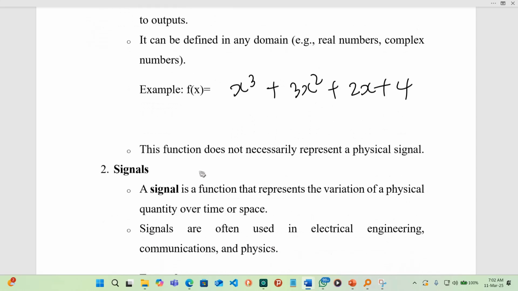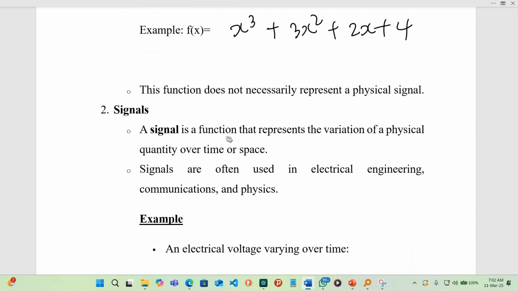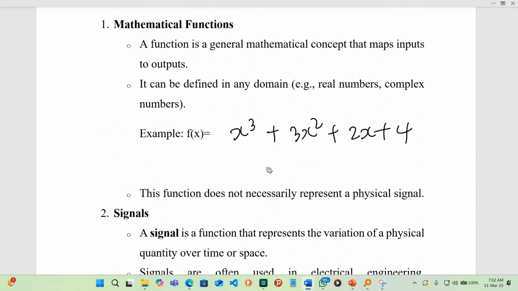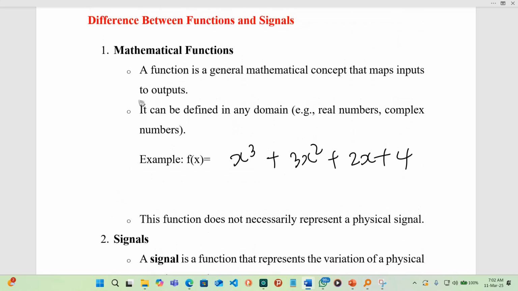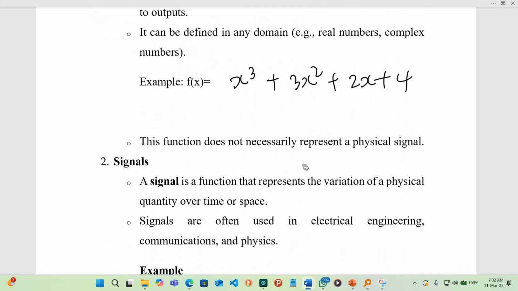But let's look at what a signal does. A signal is a function that represents the variation of a physical quantity over time or space. Signals are often used in electrical engineering, communication, and physics. So you'll find that a signal is a subset of functions because it also maps inputs to outputs. But here we are talking about a physical quantity that varies over time or space.